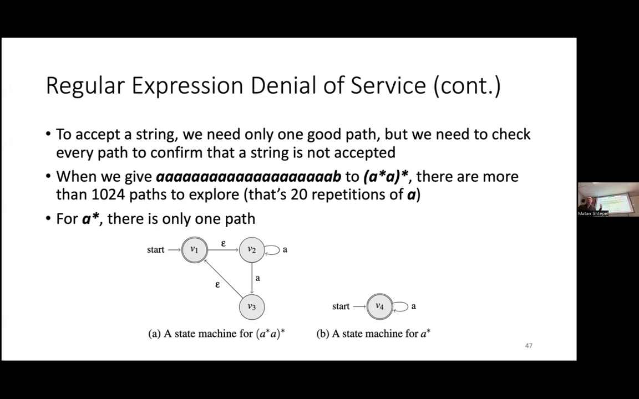And if we give a string that's a lot of A's followed by a B to A star star, we have more than 1,024 paths to explore because every branch goes down more branches every time there's another pair of A's. And we can add more A's to the front of this to make the denial of service attack as bad as we want. On the other hand, for A star, there's only one path we need to explore no matter how many A's there are in this string.